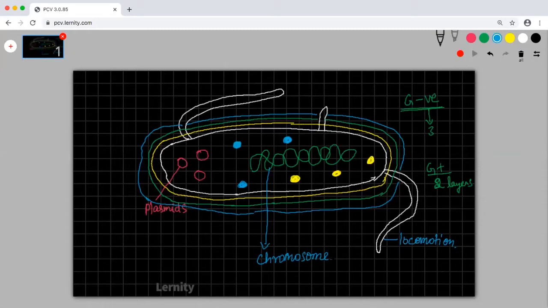So we have studied about ribosomes. Let this be ribosomes. What is ribosome? We have seen already. We have studied that the ribosome in a prokaryotic cell is 70S type. And then this is what we call an inclusion body.